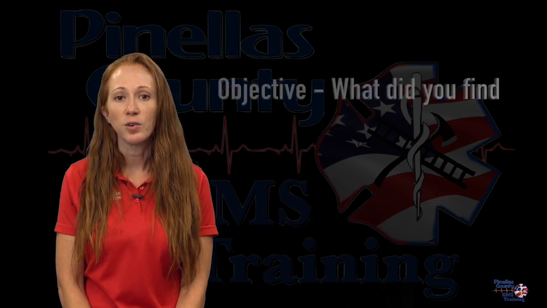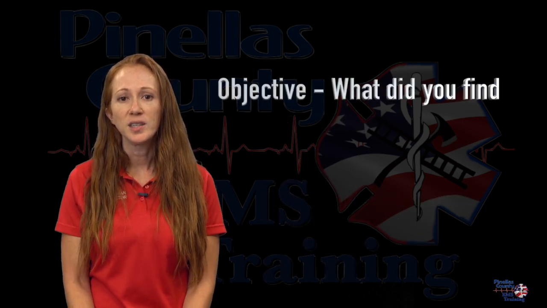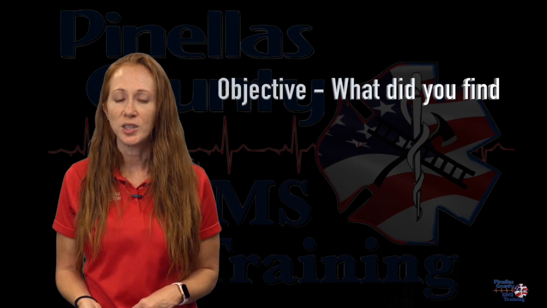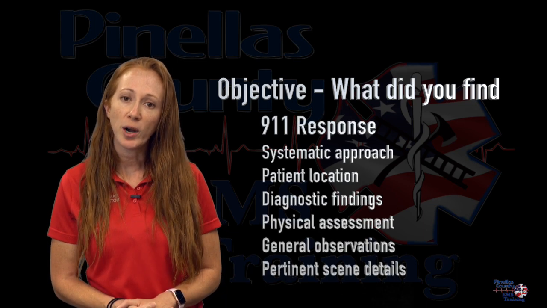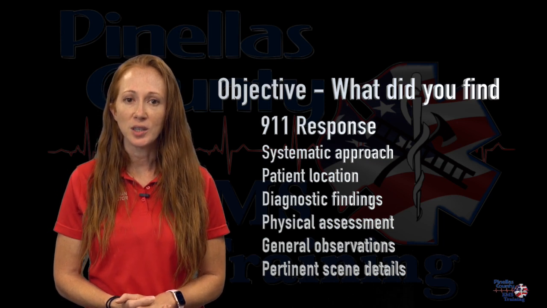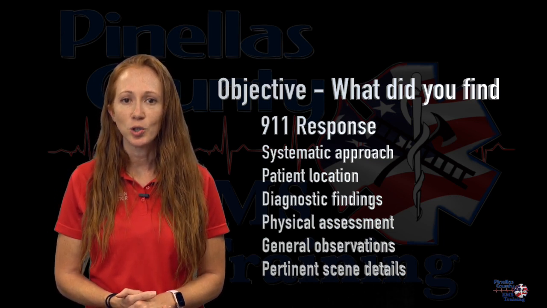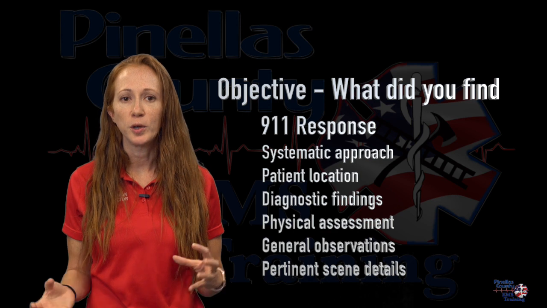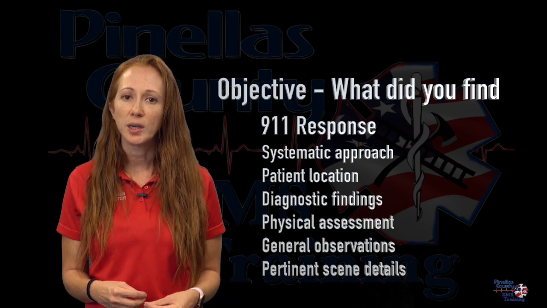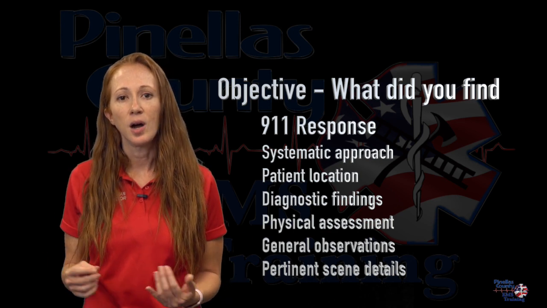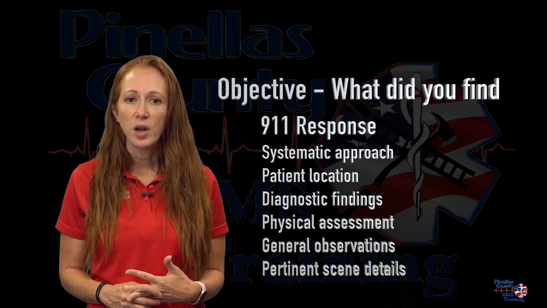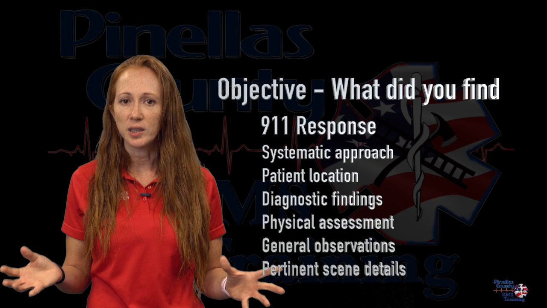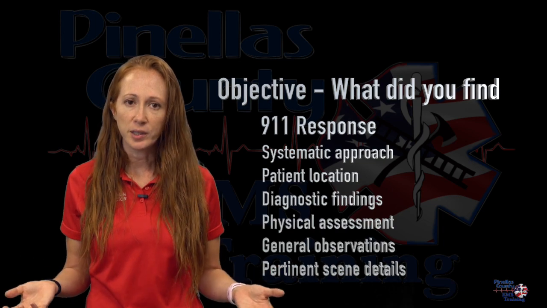The O is for objective. This is where you write what you found and what you saw. On a 911 response, this will include the systematic approach, impression, patient location, position, diagnostic assessments, and your physical assessment. This is where you'll put your general observations, including pertinent negatives. For example, patient denies chest pain, patient denies trauma, patient denies recent illness. Those comments would fall under the objective and any other pertinent details.